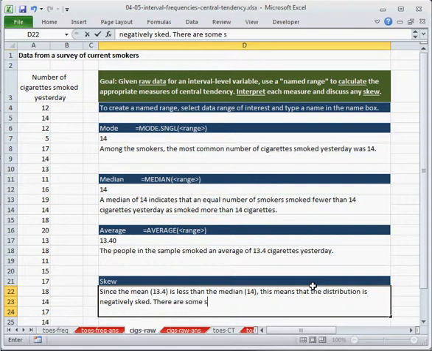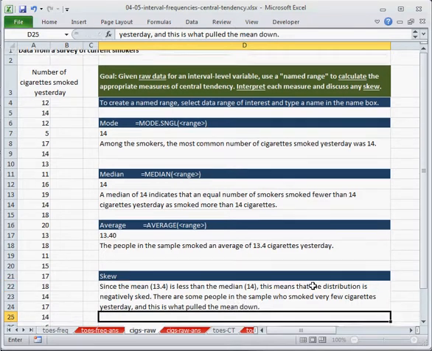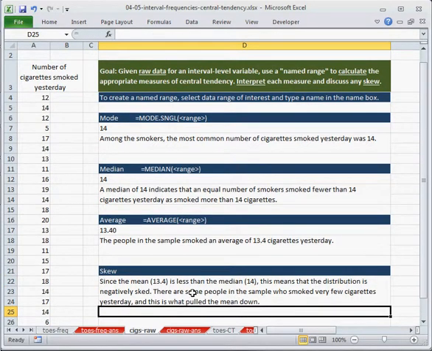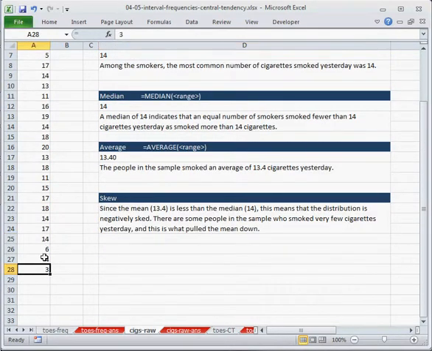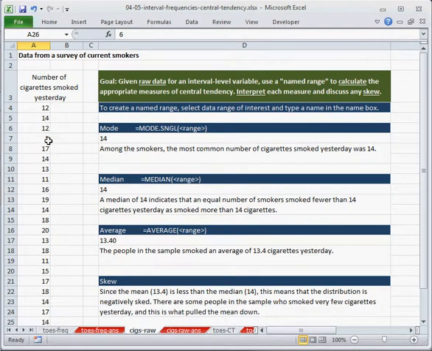There are some people in the sample who smoke very few cigarettes yesterday. And this is what pulled the mean down. So that's typically what happens when you have a negatively skewed distribution. There's a few people, you can see most of these are in the tens, right? So 17, 14, the teens. Okay, then we also have some people 3, 4, 6, and a 5 in this distribution. And these people are what's essentially pulling this distribution down.